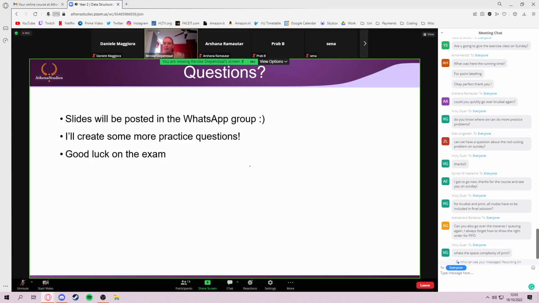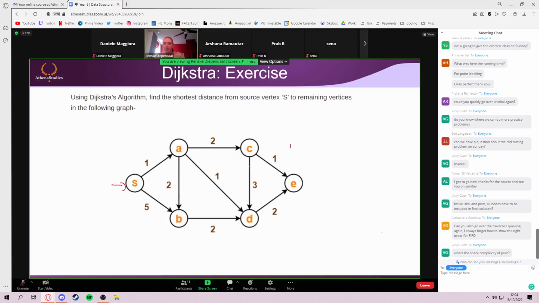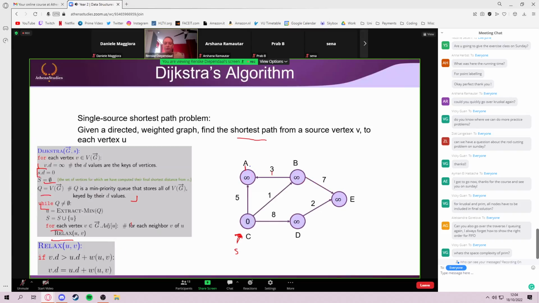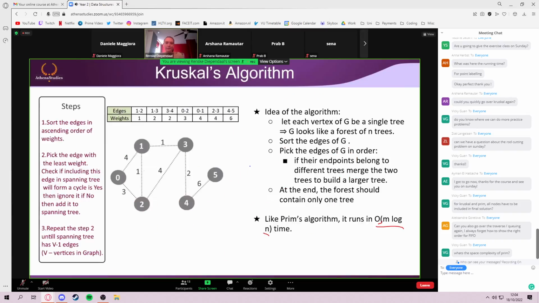Okay, so Alexander, can you go over the traverse queuing again? I always forget to show the right order for FIFO.